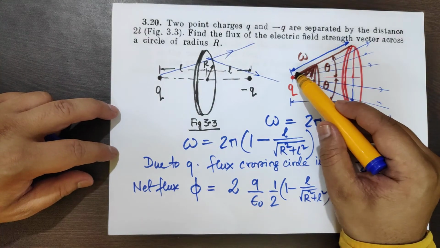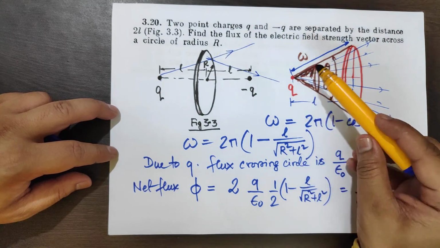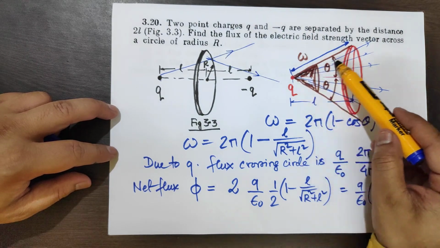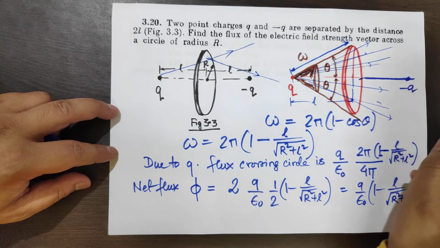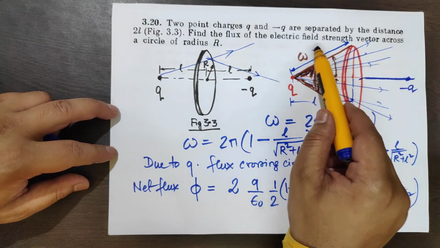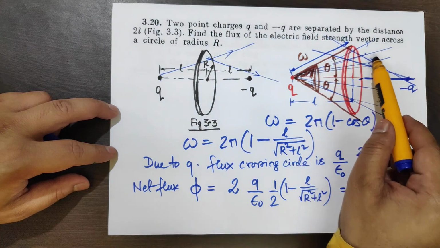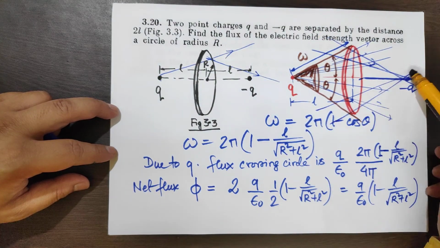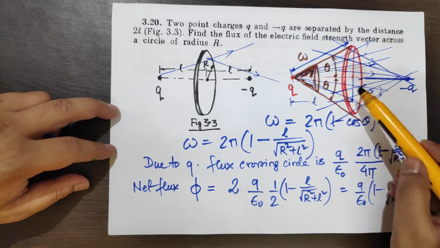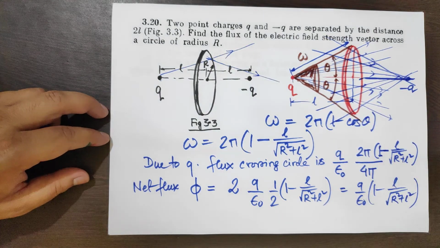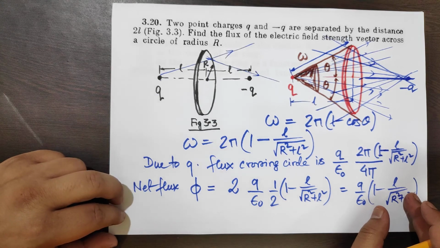The flux from the lines of force generating from charge q will cross the disc in this way, and if you have a charge minus q, due to that the lines of force will cross the circle in this way. So it's actually equal and symmetric. So you just multiply 2 with the flux due to each charge.